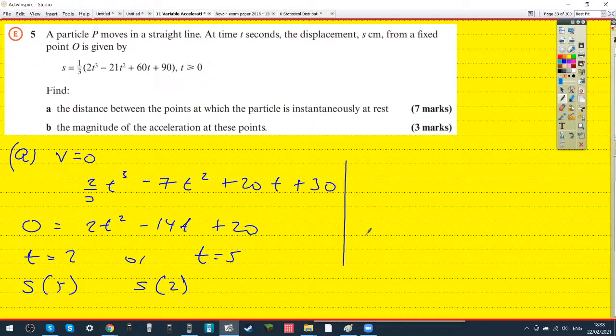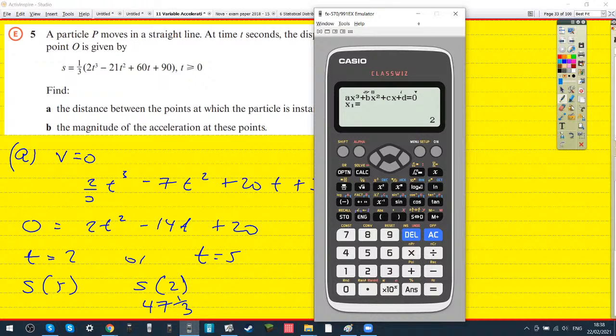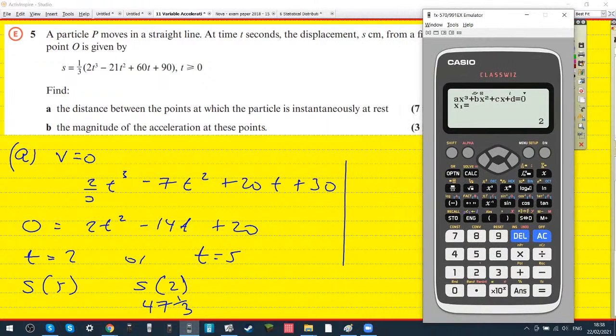So when I subbed in 2, I got 47.3 seconds. When you subbed in which one? 2. So let's say 47 and a third. Okay. And then I'm now getting, when I sub in 5, I get 38 and a third.